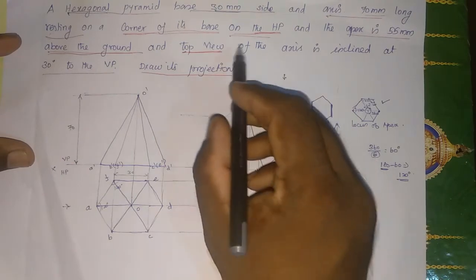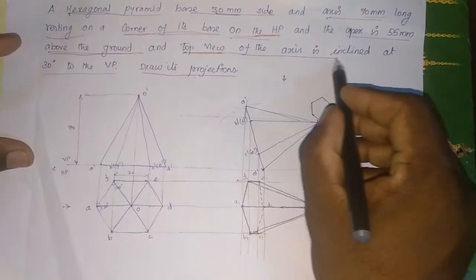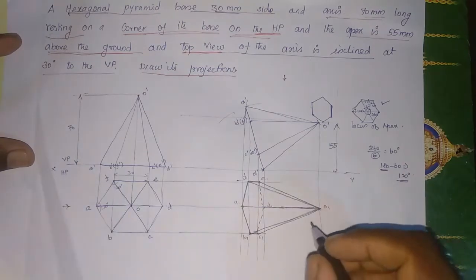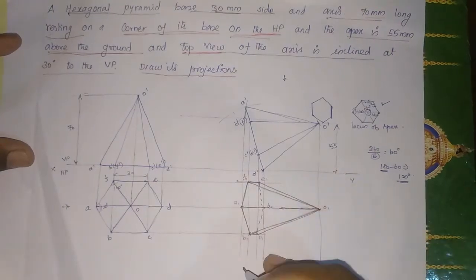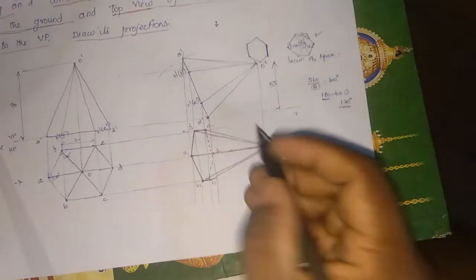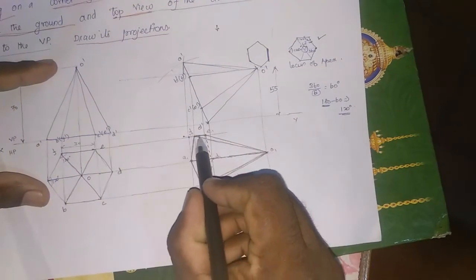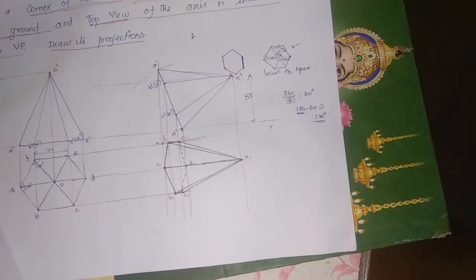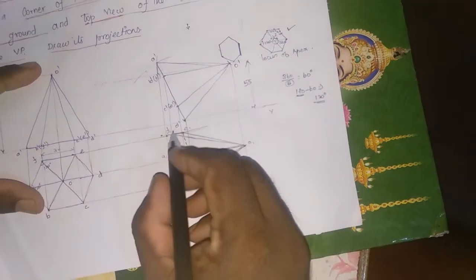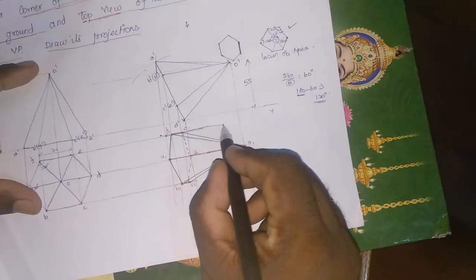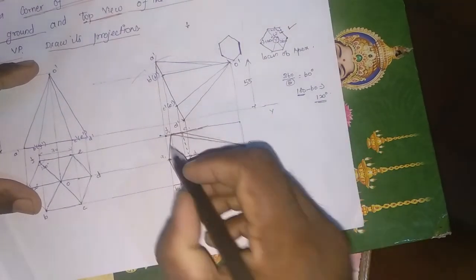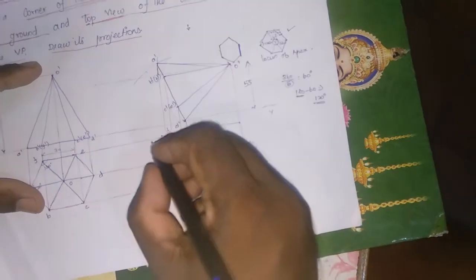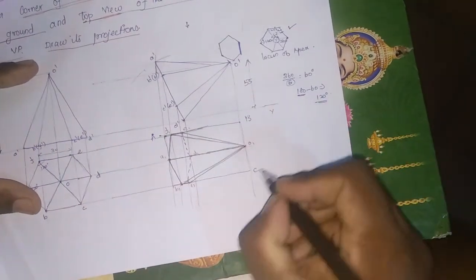Then the next part is given: the top view of the axis is inclined at 30 degrees to the VP. So now we are going to draw this top view tilted at 30 degrees to the VP. How do we draw? First we have to make a block. This is the procedure. We just draw the square block. I am taking all the edges simply. So this is a rectangular block of A, B, C, D.